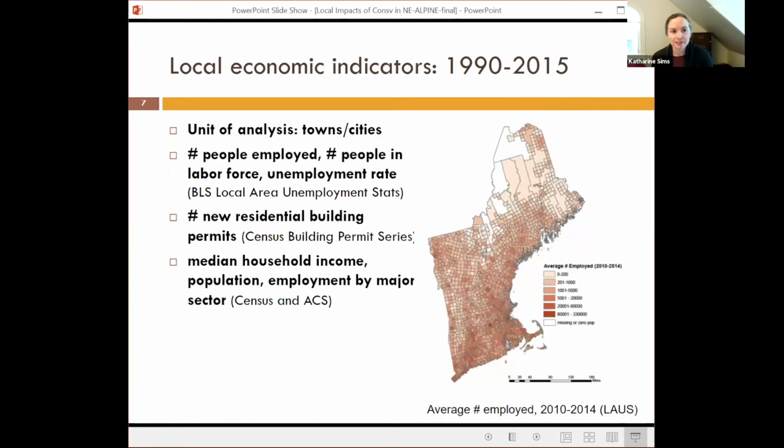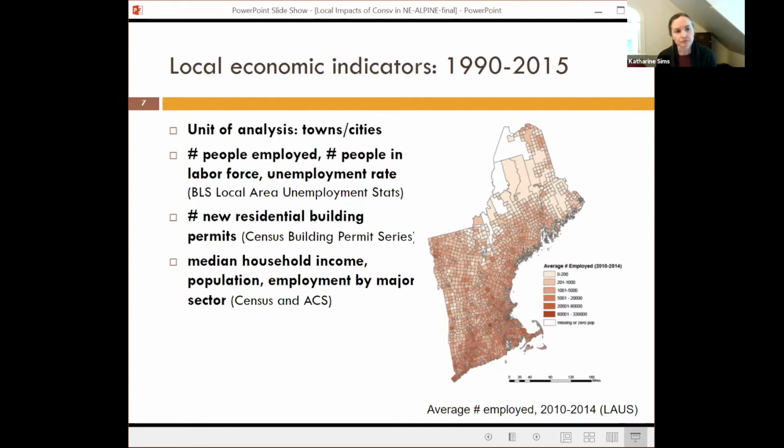On the economic side, our unit of analysis for the whole study is towns and cities. And we did that because these are the most relevant local governance unit for land use and public goods provision in our region. The outcomes that we consider are the number of people employed, the number of people in the labor force, and the unemployment rate.